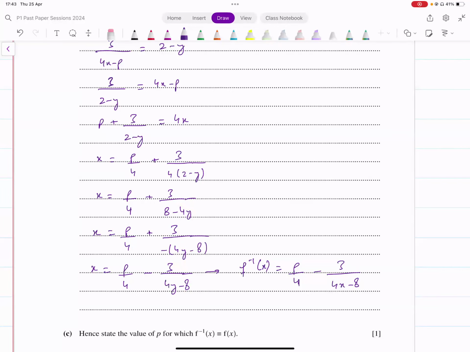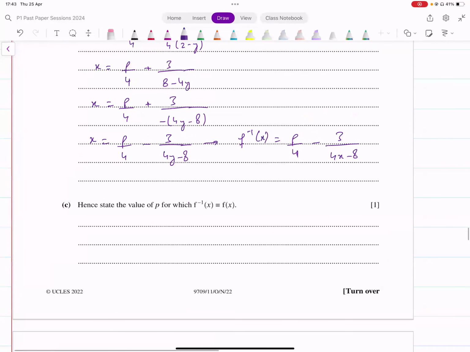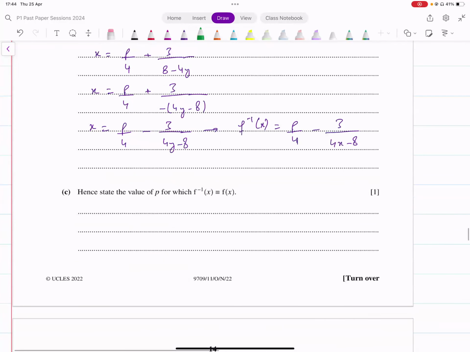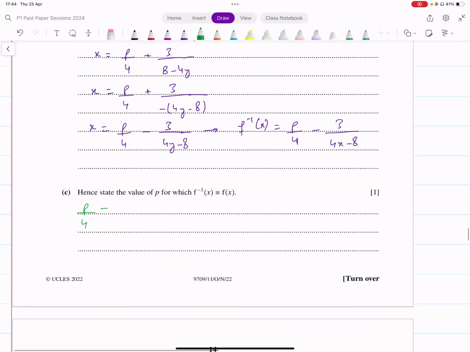All right. Now it says, hence state the value of p for which f inverse of x is identical to f of x. Where f inverse of x and f of x are exactly the same. Okay, when can they be identical? What's f inverse of x? F inverse of x is what we have found here. That's p over 4 minus 3 over 4x minus 8. That's f inverse of x.